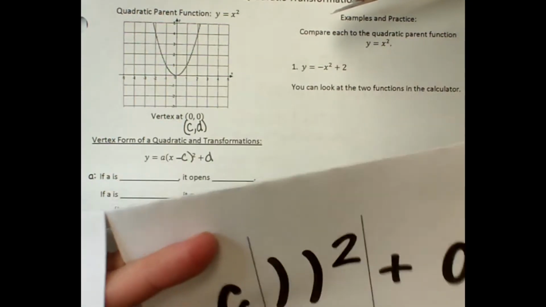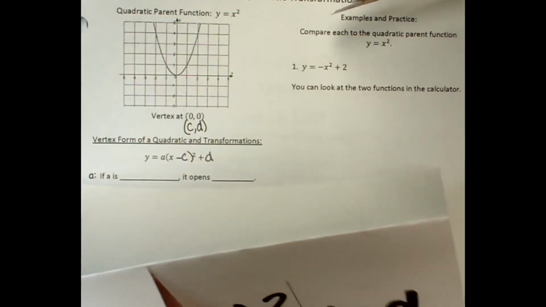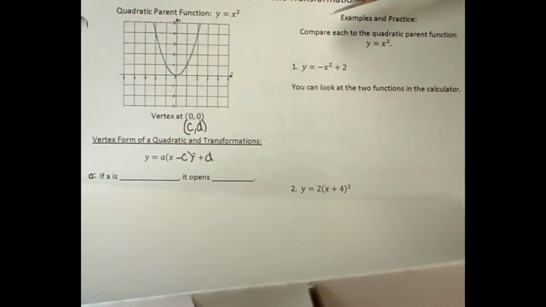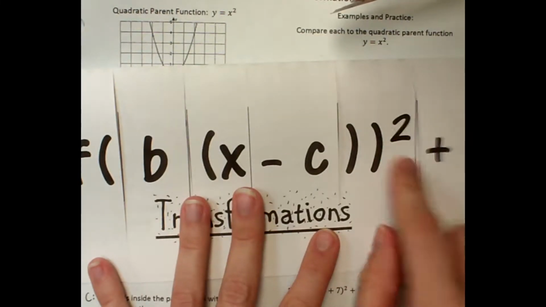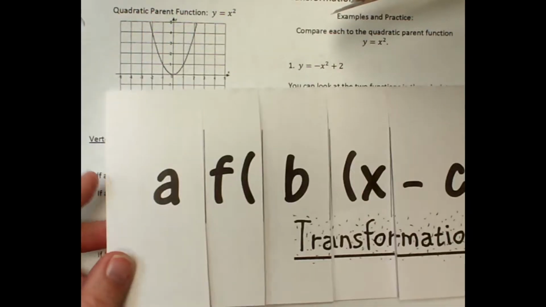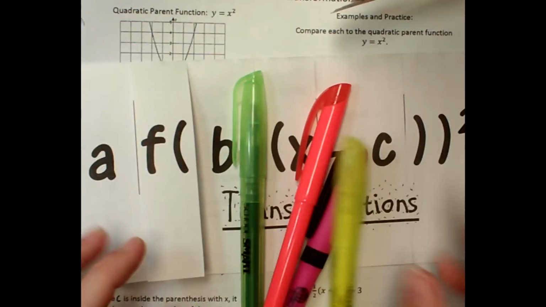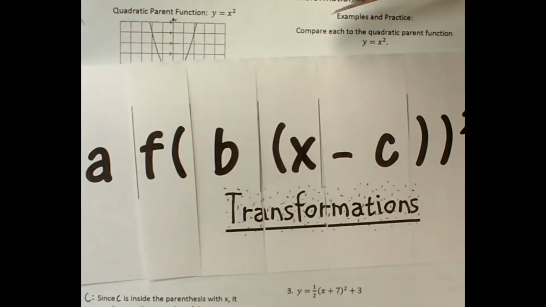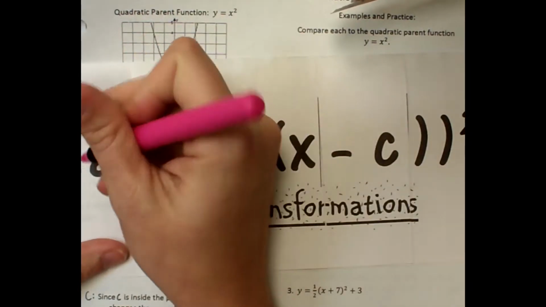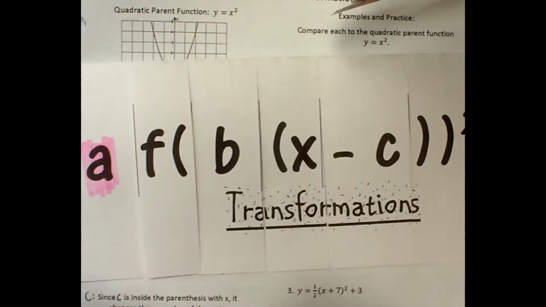We did it with our linear transformations, and each letter A, B, C, D tells us what type of transformation is taking place. So now you can see we've added the square, so we're going to use this foldable again for our quadratic transformations. You'll need to make sure you have 4 highlighters, because each one stands for a different letter. My A is going to be pink. So just as a refresher, we'll go over it in a minute.